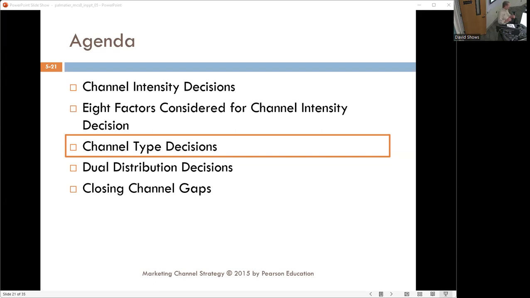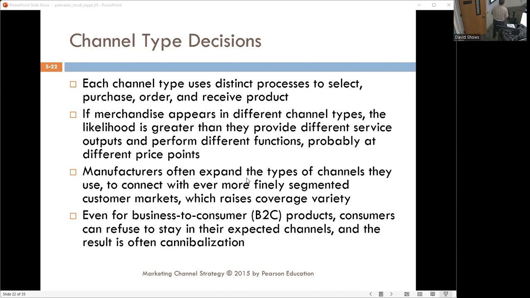If we remember, chapter 2 talked about market segmentation, and how we decide which target markets to go after. In this same kind of connection, this is what the channel type decisions are about. If I were to look at retail, online shipping, online pickup in store, mail order, call in, they actually still do that. Each of those channel types has a very distinct, unique way to select, purchase, order, and receive the product.